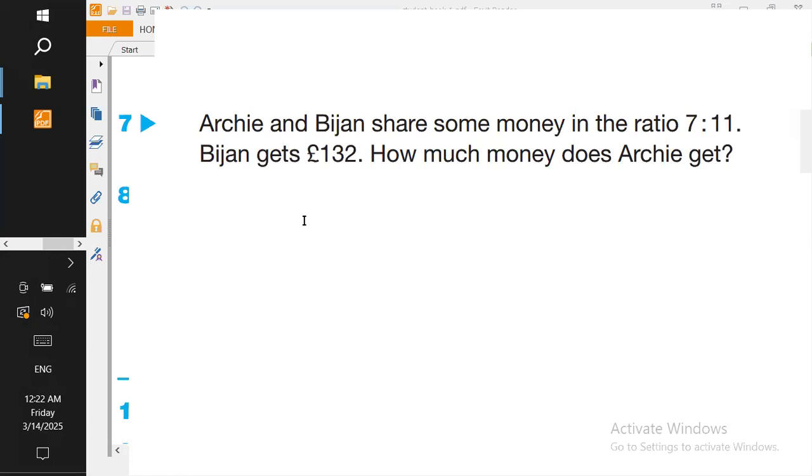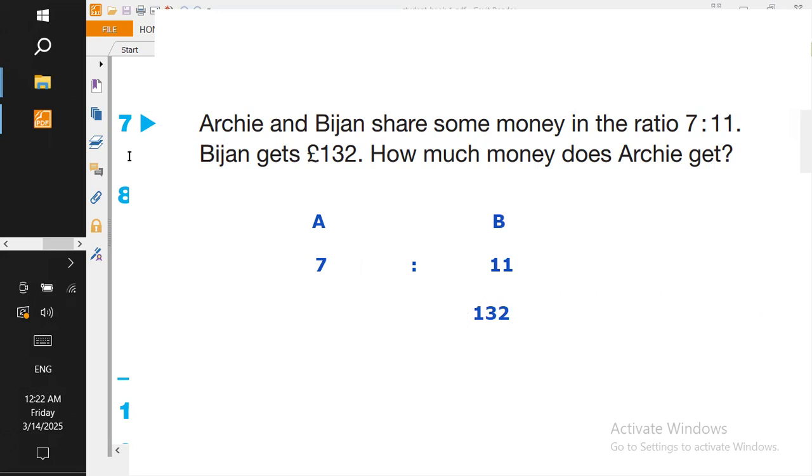But now it's different. Now I have two people. I have the first one, Archie, and the second one is Bijan. Archie's ratio is 7, so the ratios are 7 to 11. Let's put this here, 7 to 11. Now I put the names, and I put the ratios under them. Now I want to put the money under the person who has this money. So Bijan has 132, so I'm going to write it here, 132 pounds.